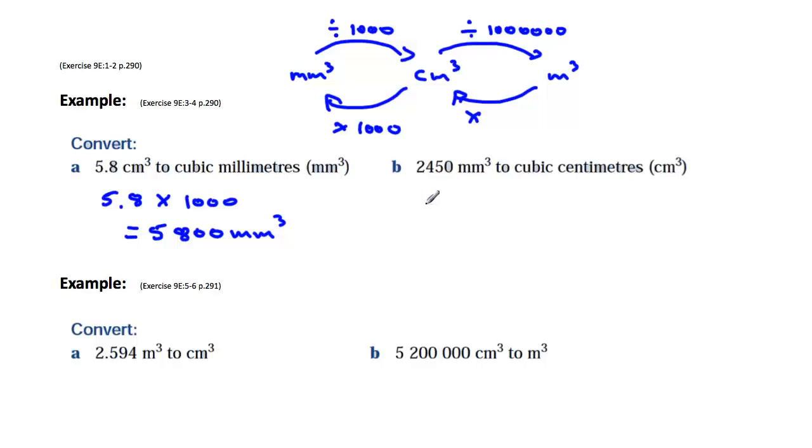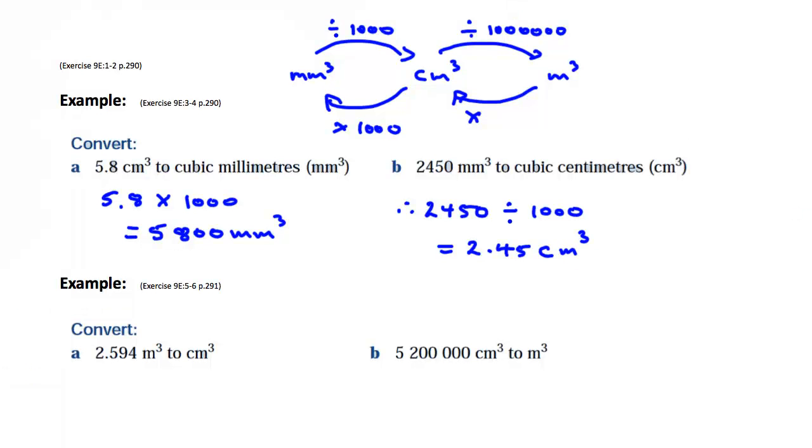Let's try this one. We've got 2,450. Now we're going from cubic millimetres to centimetres. We're going this way. So we take out 2,450, and this time we're going this way, so we divide it by 1,000. So if we've got 2,000 and we divide it by 1,000, it goes down to 2, so it would be 2.45. We don't need to write the 0 down, centimetres cubed.